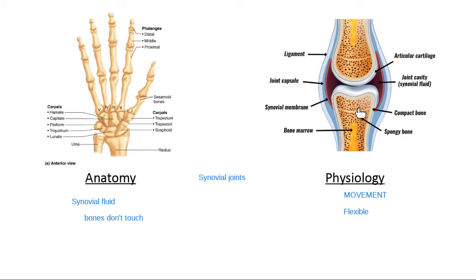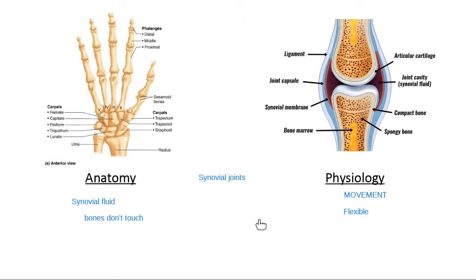So let's consider a part of the body that we didn't specifically talk about today. Let's consider your ankle joint. Do you think that your ankle joint is more likely to have a suture or a synovial joint? Do you think we'd be more likely to find a suture or a synovial joint in your ankle?